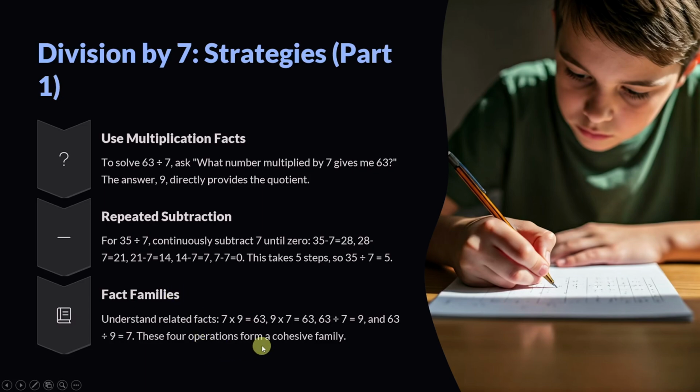7 times 9 equals 63. 9 times 7 equals 63. 63 divided by 7 equals 9. And 63 divided by 9 equals 7. These 4 operations form a cohesive family.